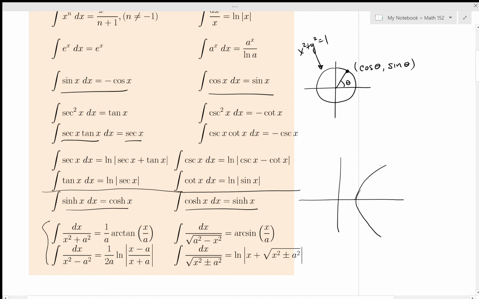I'm drawing here a hyperbola, and this hyperbola is x squared minus y squared equals 1. Then I'm taking a point on the hyperbola, which forms an angle with the x-axis, exactly what I did up here in the circle. The coordinates of this point are the hyperbolic cosine and the hyperbolic sine. So that is what they are. You can write them both, but as an example, you can write the hyperbolic cosine as a combination of exponential functions in this manner.